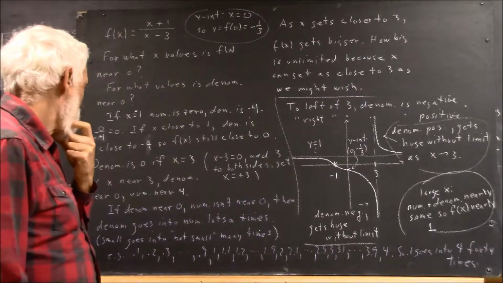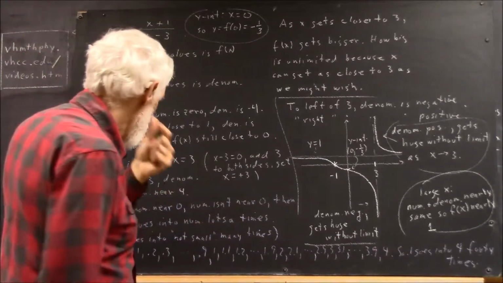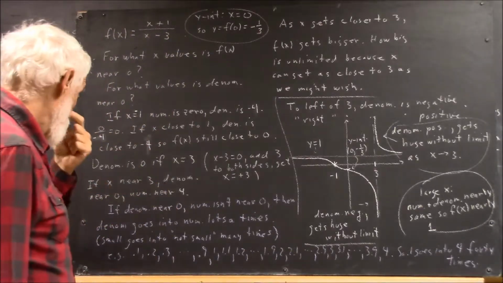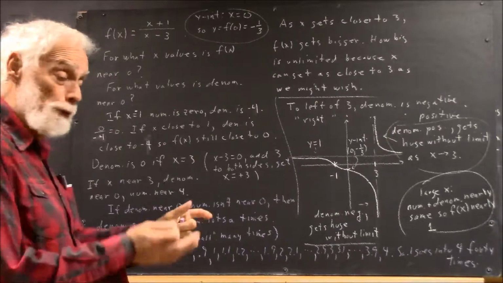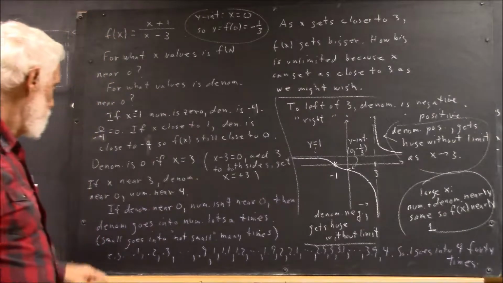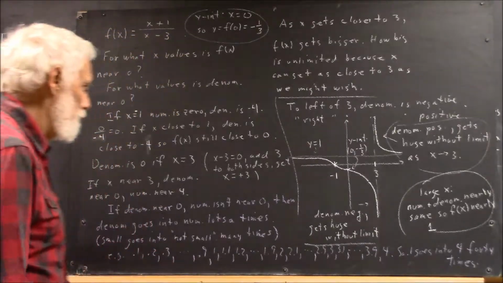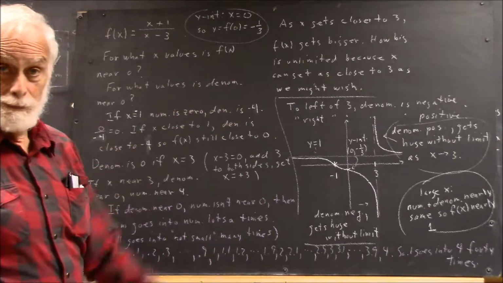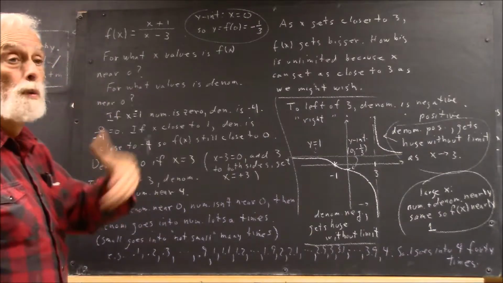We're going to say now, if your denominator is close to 0, and the numerator isn't close to 0, which is the case here, the denominator is close to 0, numerator is close to 4, then the denominator goes into the numerator lots of times. Small things go into things that aren't small lots of times. So I'm going to say small goes into not small many times. And then, we actually did a counting. I say count to 4 by 1/10. If the denominator was about 1/10 and the numerator was about 4, what would the result be?